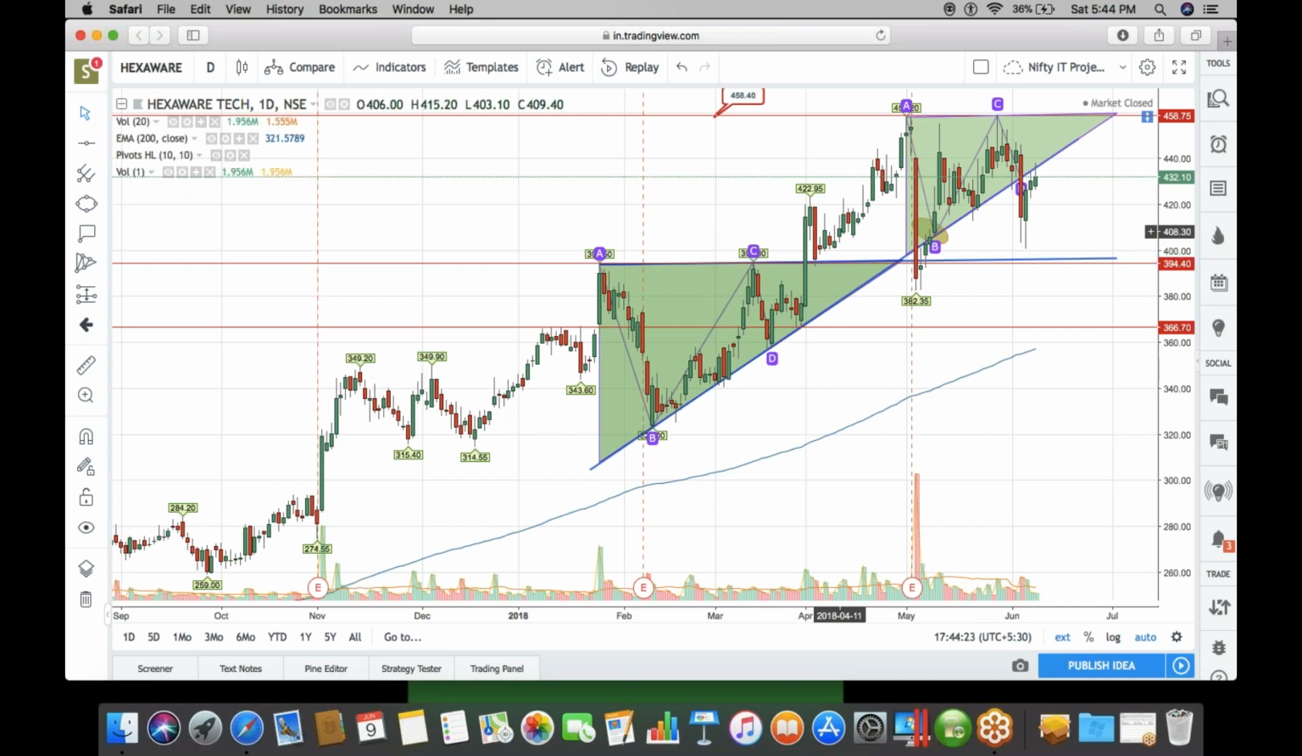Am I making sense? Guys, am I making sense? Never trade the breakout on the upside or breakout on the downside if your Nifty doesn't support it.